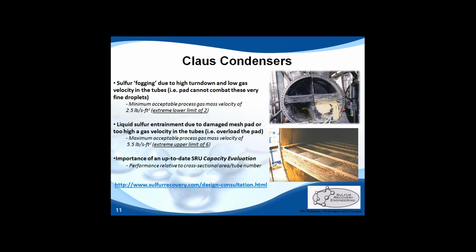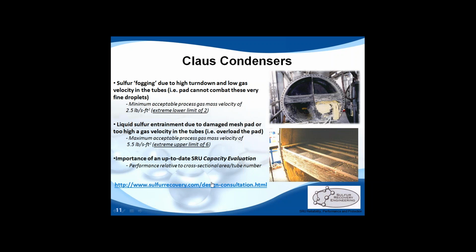In terms of a capacity increase, we could have the opposite happen. We could be traveling so fast in our condenser tubes, at such a high velocity, that we're actually pushing liquid sulfur up and out of the condenser instead of down and towards a sulfur pit. What's important is that we have an up-to-date SRU capacity evaluation so that we can determine where our process gas mass velocities are in our Claus condensers, and fine-tune operations to best promote sulfur recovery in our system.